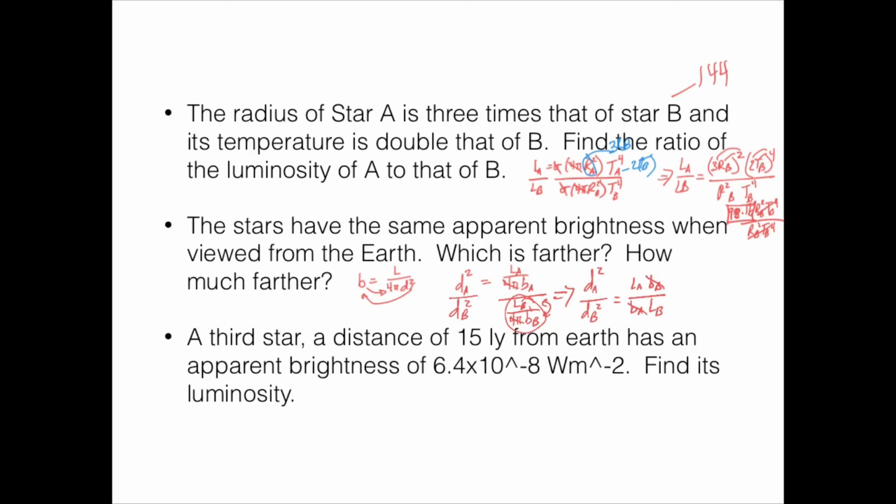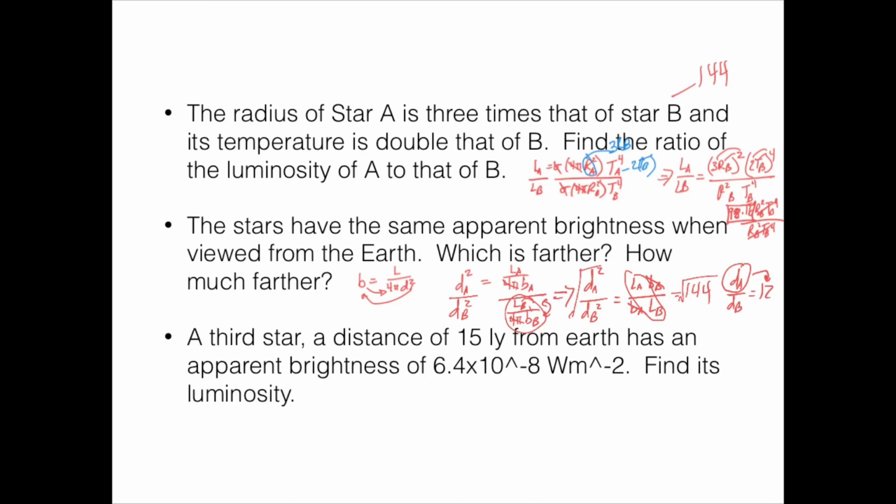And then I already know that LA over LB is 144, as was given in the first problem. So therefore, dA over dB squared is equal to 144. To get the ratio of dA to dB, I'm just going to square root both sides, and now I know that the distance of A divided by the distance of B is 12, or in other words, A is 12 times further than B. And there's the answer to the second question.